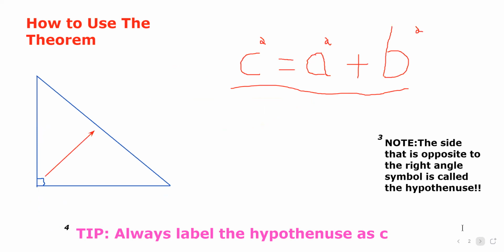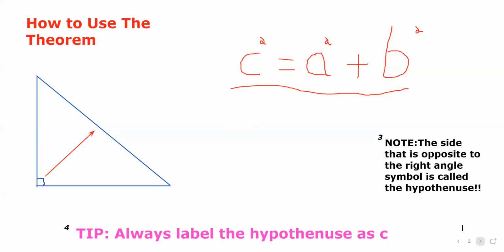So the actual formula goes c squared is equal to a squared plus b squared, where a, b, and c are sides of the triangle. That's a different label, right? A long way to say it is the hypotenuse, which we'll get to, squared is equal to the sum of the squares of the other two sides.